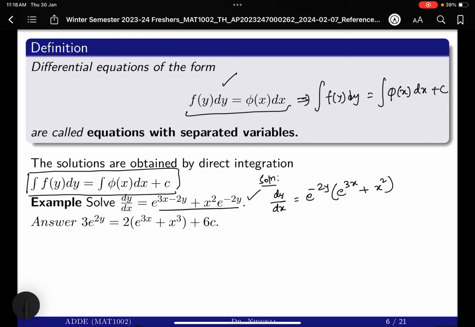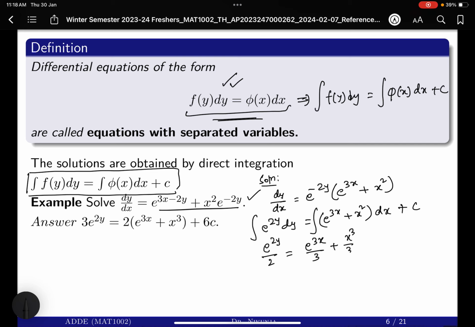Now this separable variable form you can obtain from here. The e^(minus 2y) can be taken to the left hand side, so it will look like e^(2y) dy equals (e^(3x) plus x squared) dx. This is exactly the separable form. Now you can immediately do the integration, where c is an arbitrary constant. Your answer would be e^(2y)/2 equals e^(3x)/3 plus x cubed/3 plus c. This is your final answer, where the arbitrary constant is c.